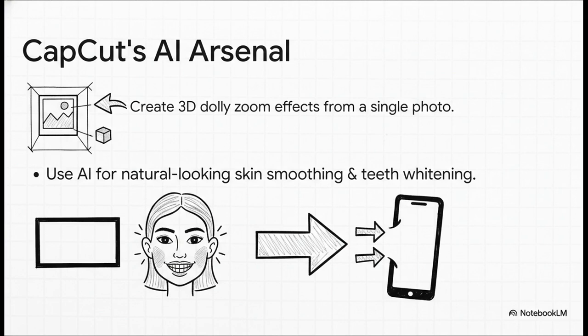You can create a slick 3D dolly zoom effect from a still photo. Use AI to smooth skin or whiten teeth through an entire video. And even automatically reframe your horizontal video for TikTok or Reels. It's like having a Hollywood post-production crew right in your pocket.